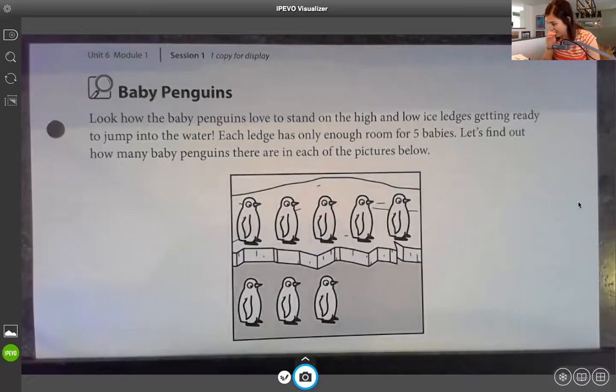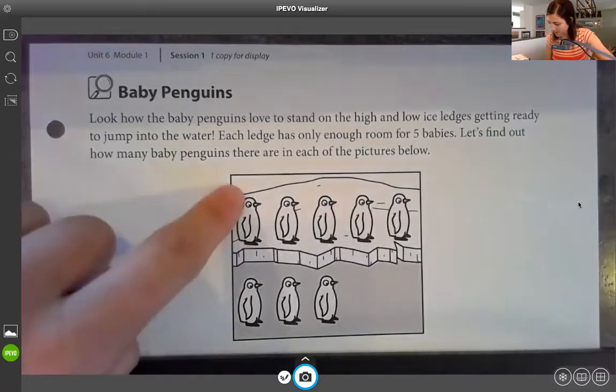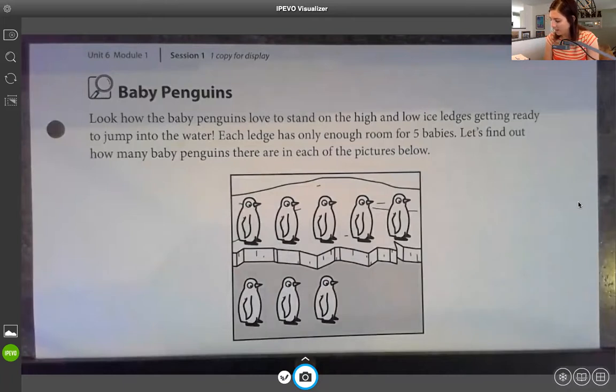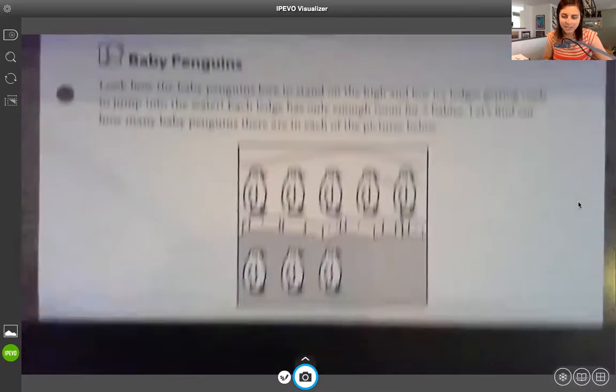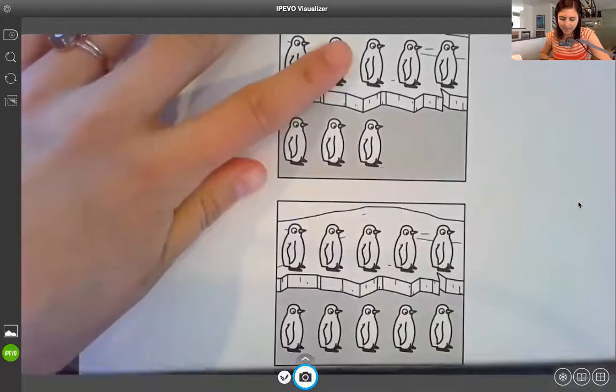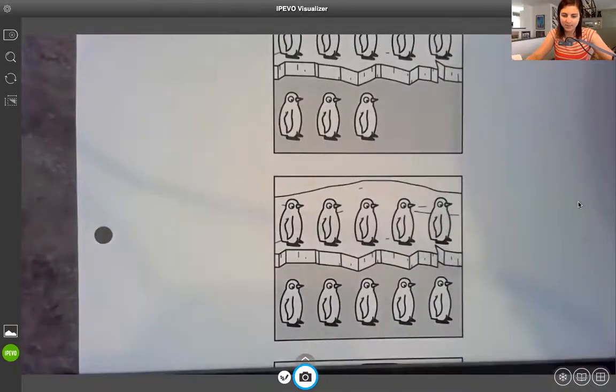So with this, I knew there was gonna be 5 on top and 3 on bottom. I thought about it. So how many altogether? There's gonna be 8, yeah. And I also thought about it. How many were missing? If this lower ledge of ice was full, how many were missing? 2 baby penguins, right? Because 3 plus 2 is 5. So let's take a look at some more baby penguins. Let's take a look at this one.